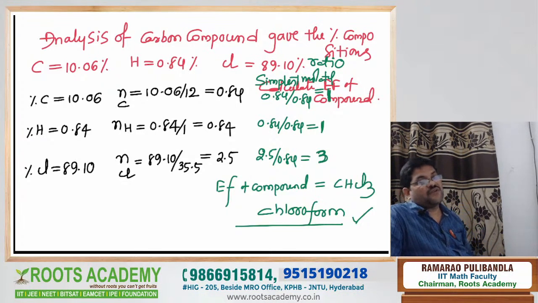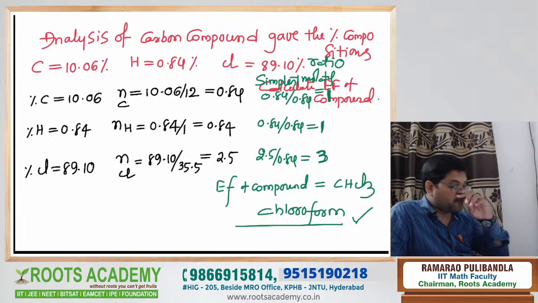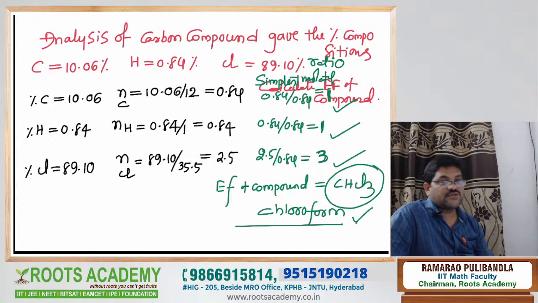First you find the percentage of carbon, hydrogen and chlorine. Then write the number of mole atoms: carbon 10.06 by 12, hydrogen 0.84 by 1, chlorine 89.10 by 35.5. You get 0.84, 0.84, 2.5, and the least value is 0.84. Dividing by 0.84 you get the whole numbers 1, 1, 3. Therefore the compound is chloroform. Understood what I am saying?